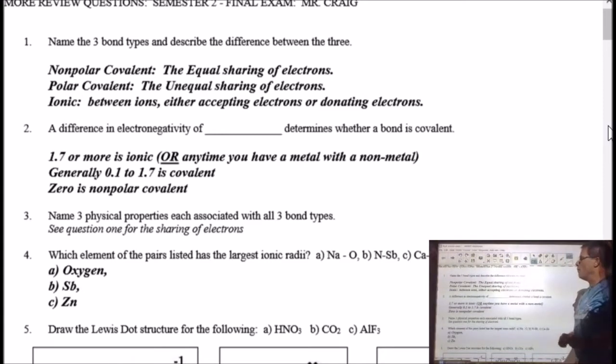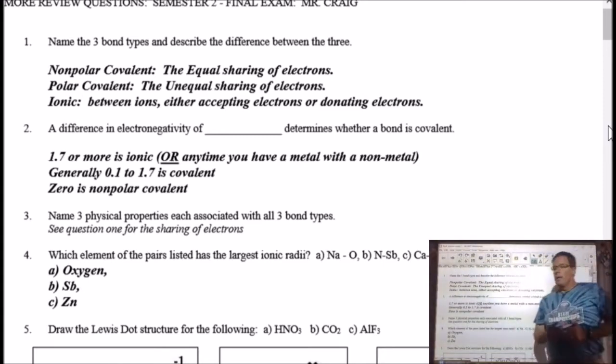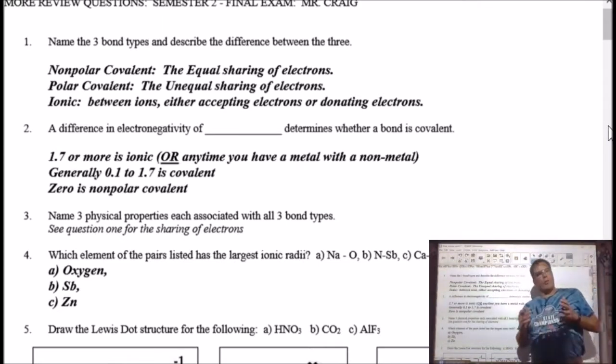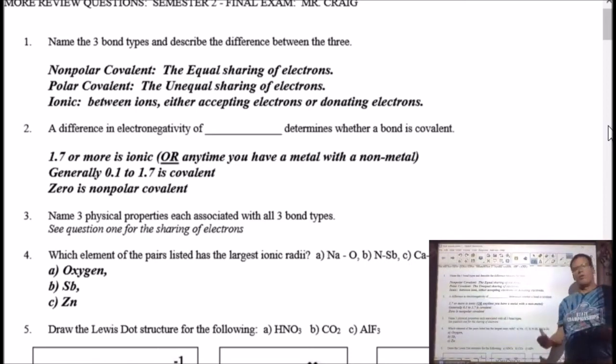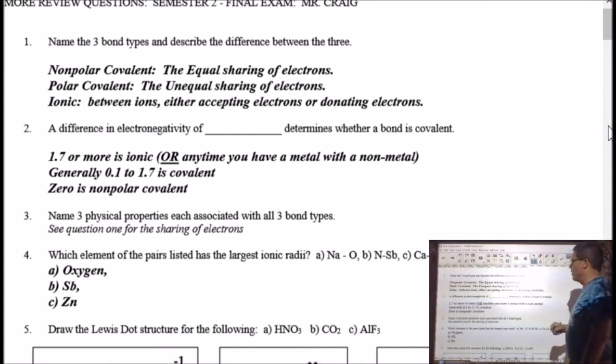Question number 1 says, name the three bond types and describe the differences between the three. Now, I'll admit I wasn't very clear on indicating what type of bonds I was looking for, but this one is actually asking about the types between atoms. If we were talking about the types between molecules, there's other ones. We can talk about that as well. But let's talk about what I have here in the answer.